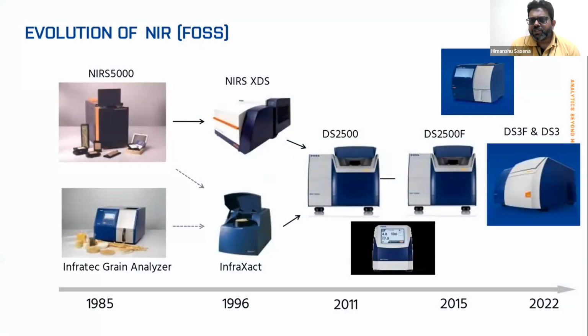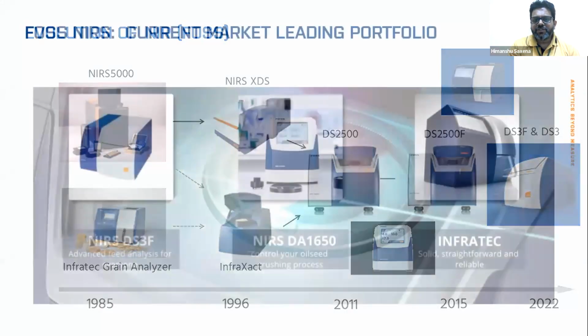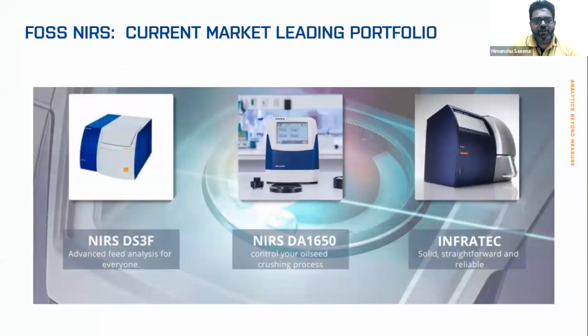So now if you go to the FOSS NIR solutions, this has been the evolution of our NIR portfolio. FOSS has been a pioneer in the field of NIR technology, and we had the initial generations of our NIRs way back in 1985, and since then we have had this dominance in the NIR market. Over the times we have fine-tuned those technologies, adopted new technologies, and always come up with new innovations. Currently the product range which we have is largely spread across these three instrument portfolios.